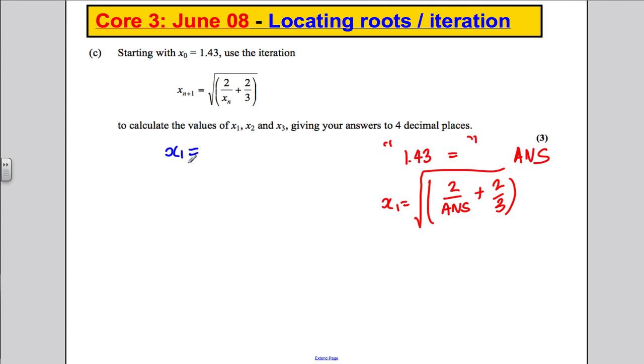So 1.43 equals, then we press square root, 2 over ans plus 2 over 3, close brackets, and then we would get the following. We would get that x1 is 1.4371 to 4dp, by the way.